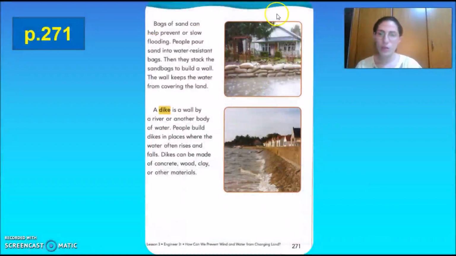Page 271. What do we observe in these two pictures? Excellent. We could see a sandbag, and you could see a flood happening. And in the second picture, we could see a wall, a high wall, next to the water. Let's check out what's the issue.